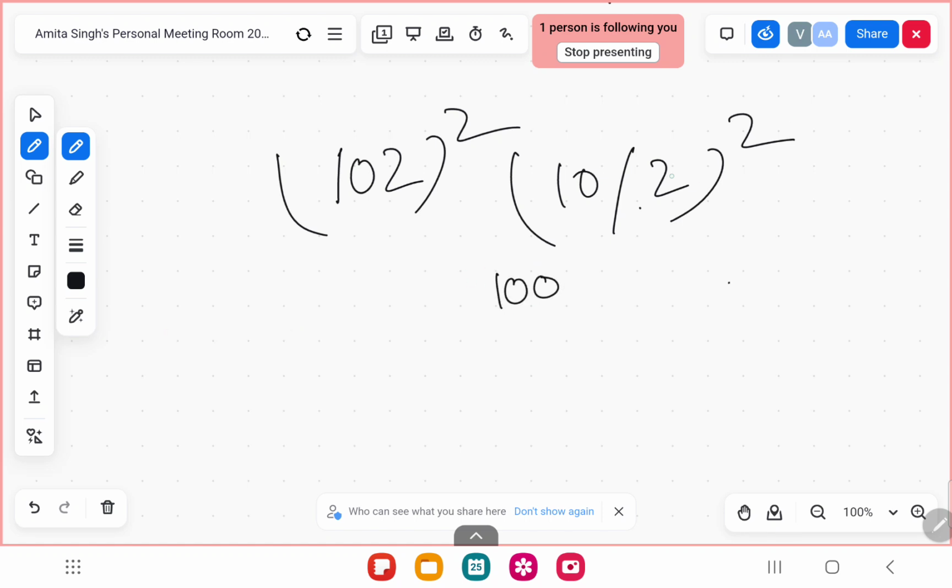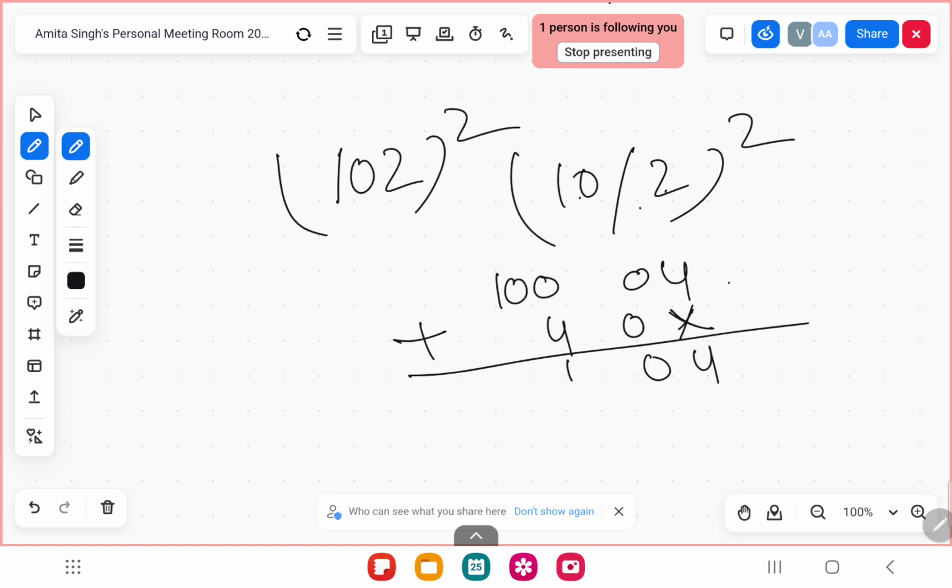100. Okay. 2 twos are 4, so 04. Now 10 into 2 into 2, or directly 10 into 4. 10 into 4, of course, 40. Okay. Done. Plus cross, don't forget, 4, 0, 4, 0, 1. Done. So, that's it.